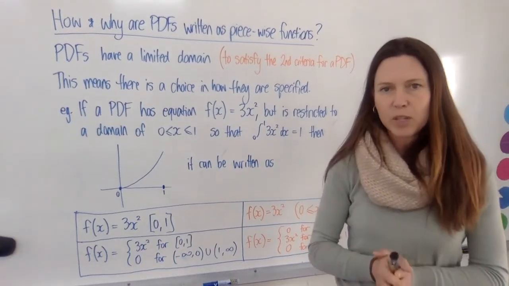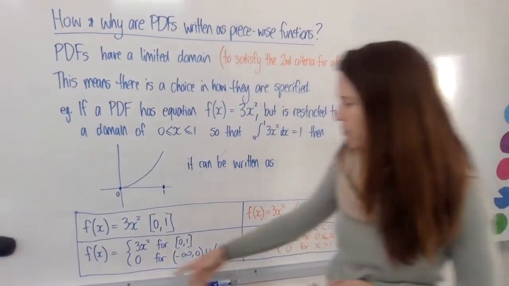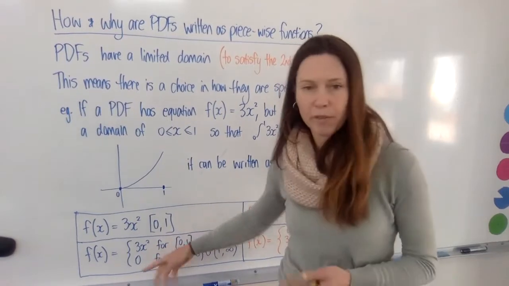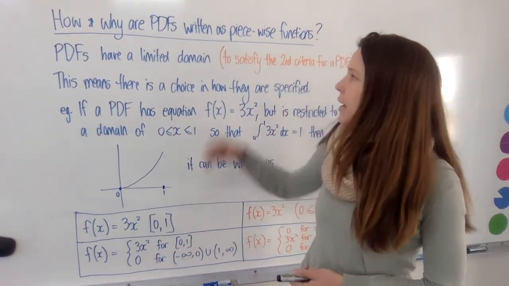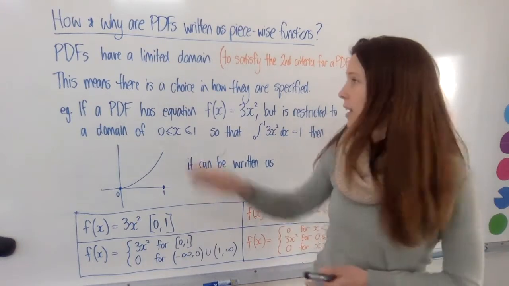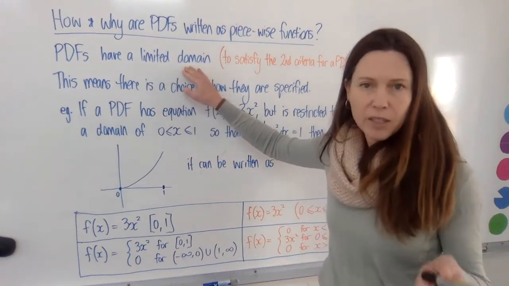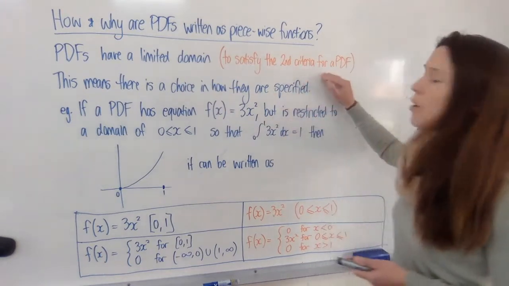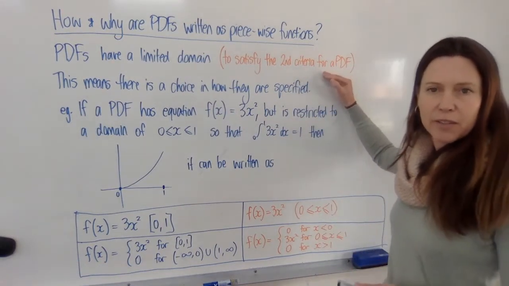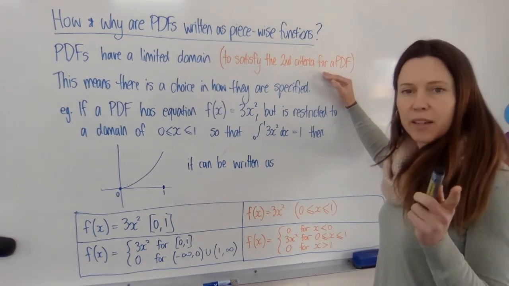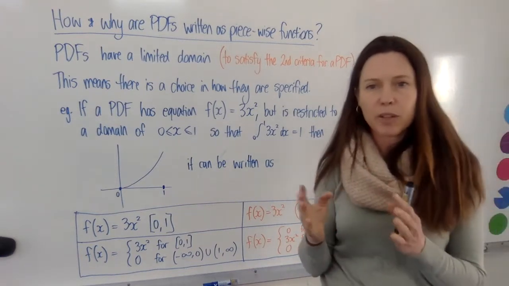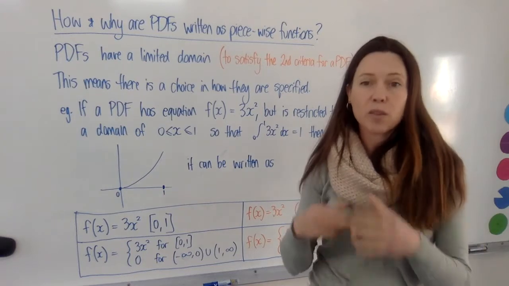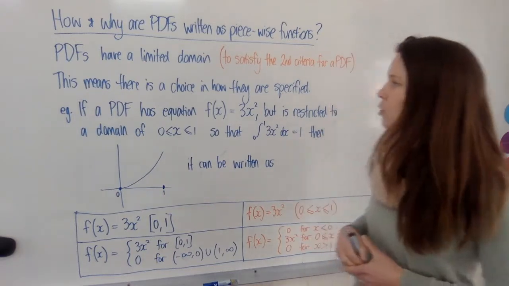Now we've seen piecewise functions before. That's where you have a function specified perhaps 2 or even more than 2 different ways for different parts of its domain. And PDFs are often written like this because they have a limited domain. We have to limit the domain of a PDF so that it satisfies that second criteria for being a PDF. That second criteria is that the area underneath the curve between the upper and lower bounds has to equal 1, so that all the probabilities add up to 1.